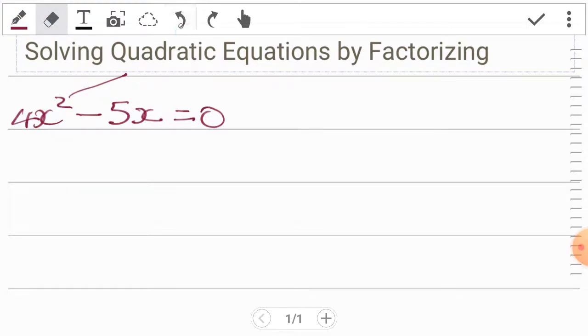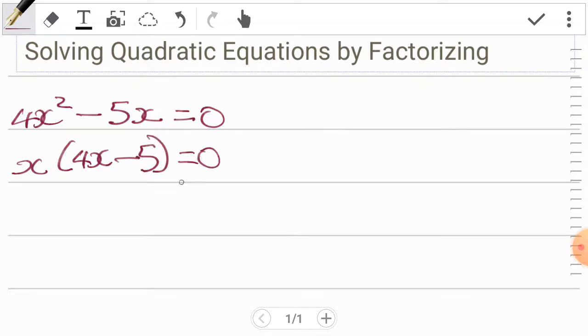Now let's look at the factorization method quickly. What is the common factor between 4x squared and negative 5x? The common factor is x. So we're going to divide our common factor into the terms, and then we write down what we get. So x into 4x squared, we're left with 4x. x into negative 5x, we're left with negative 5. And this is equal to 0.